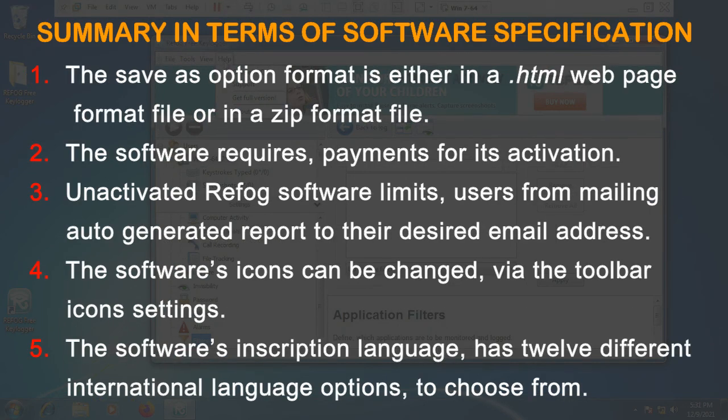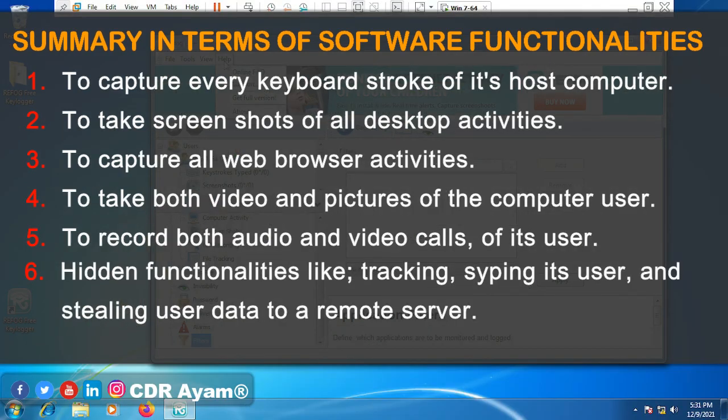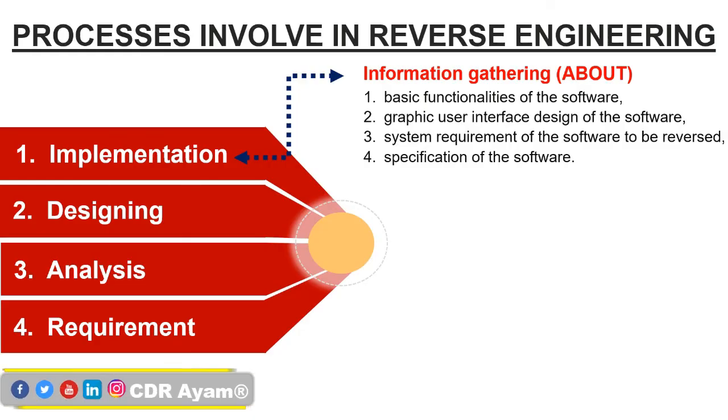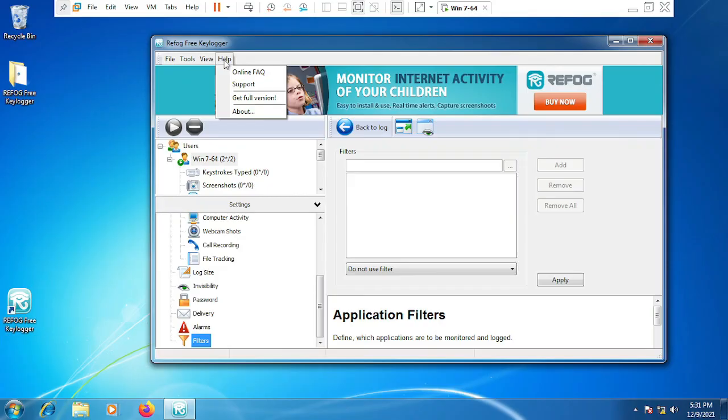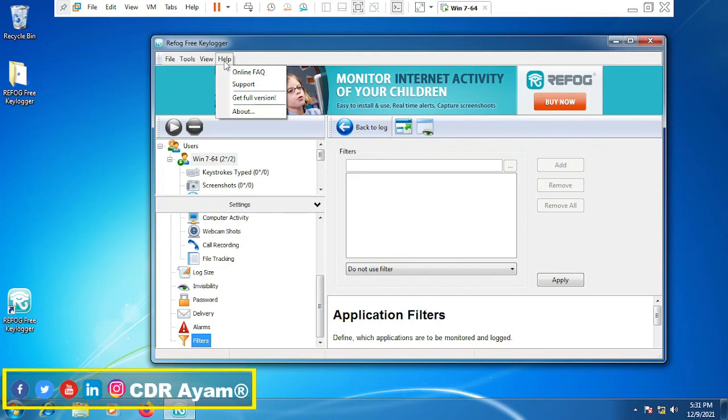Now that we have gathered all relevant information about the software that we will be reversing, it has to be analyzed in order to know what to expect during the reversing process. That is the design phase, the second phase of the software reverse engineering process. So try and analyze the gathered information in order to be able to determine and identify the functionalities, the requirements, and the specifications of the software to be reversed during the source code reviewing, which will be our next lesson.